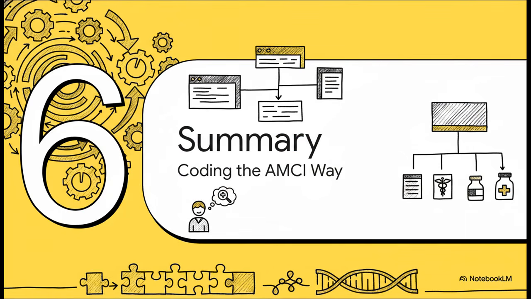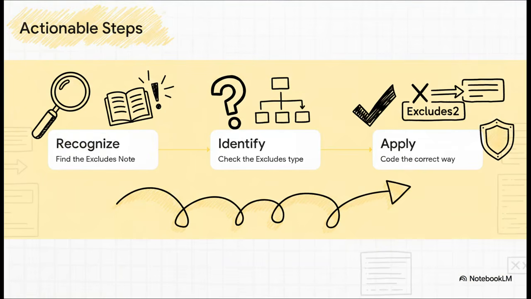And finally, Section 6, Summary. Coding the AMCI way. You have done a fantastic job absorbing this overarching guideline today, and everything we've talked about boils down to this highly actionable 3-step AMCI process for real-world application. Step 1: Recognize the excludes note. Don't just skip past it when you're in the tabular list. See it. Step 2: Identify the type. Ask yourself, is this an Excludes 1 or an Excludes 2? Remember, they mean very different things. Step 3: Apply the rule correctly based on that specific type to determine if those separate, independent conditions can actually be coded together or not. That is it. That's how you ensure accuracy and compliance every single time.